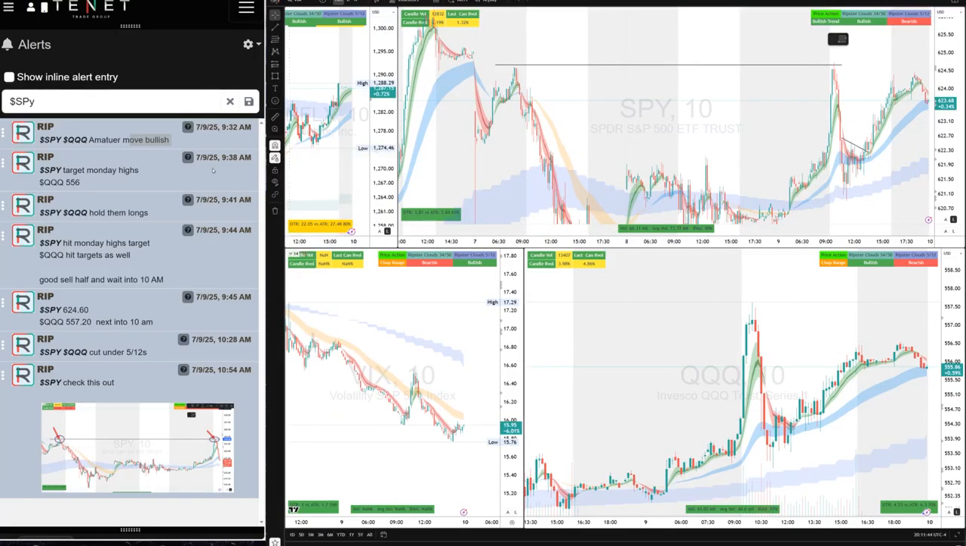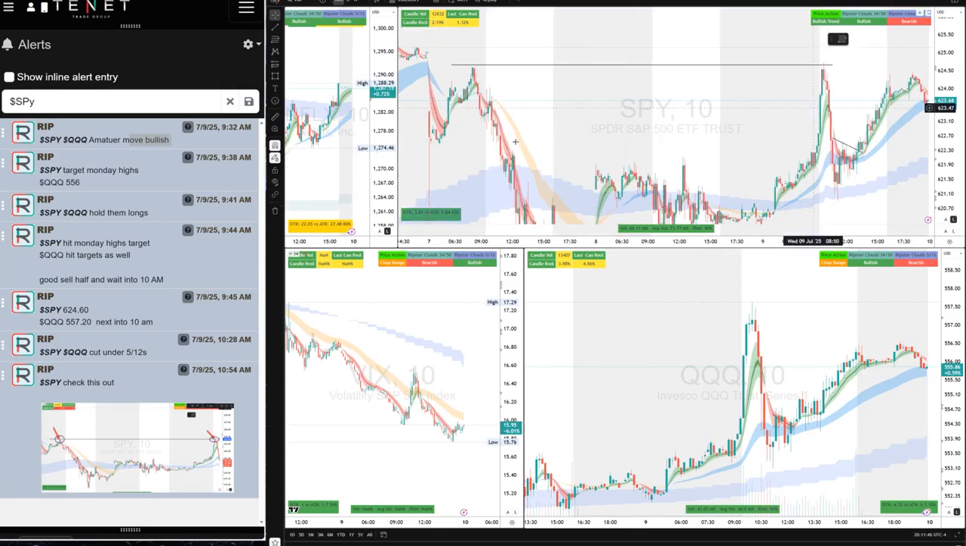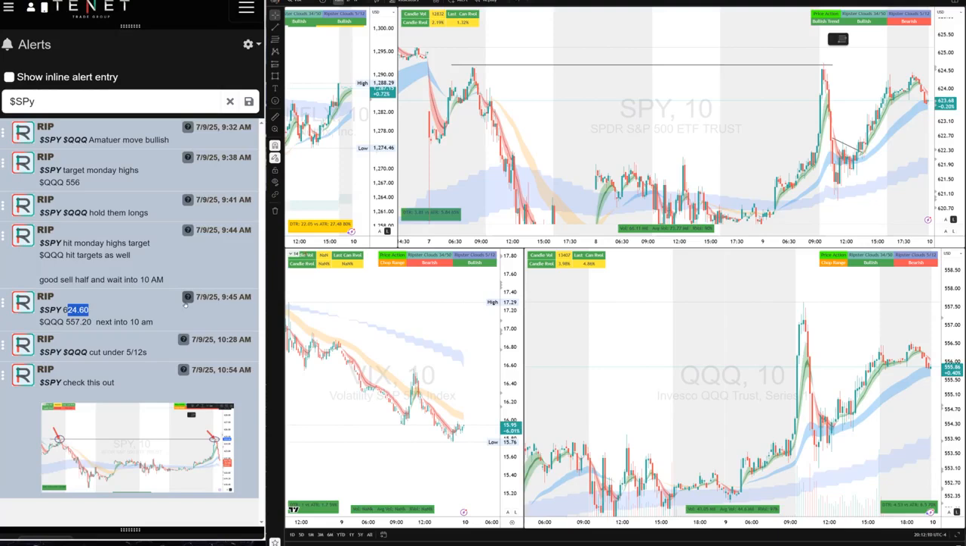That's the target I gave the traders on the Monday highs because I knew we were going to push. I told them at 9:41, hold them longs into 10 a.m., ten more minutes, hold it. Now we push. I gave the target 624.60 on SPY. Where did I find 624.60? I found the target from the Monday pre-market highs. The target I gave on QQQ was 557.20. I gave those targets 15 minutes before we even hit them, and by 10 a.m. we hit our target.